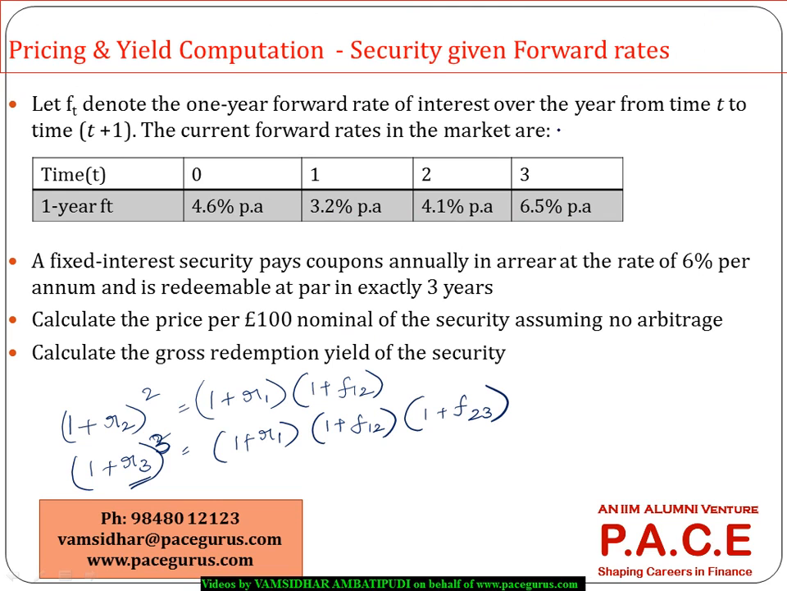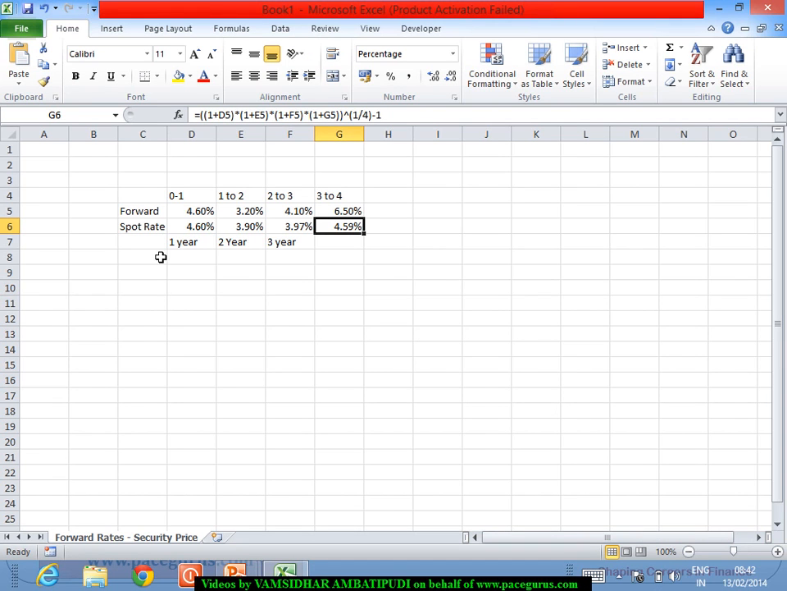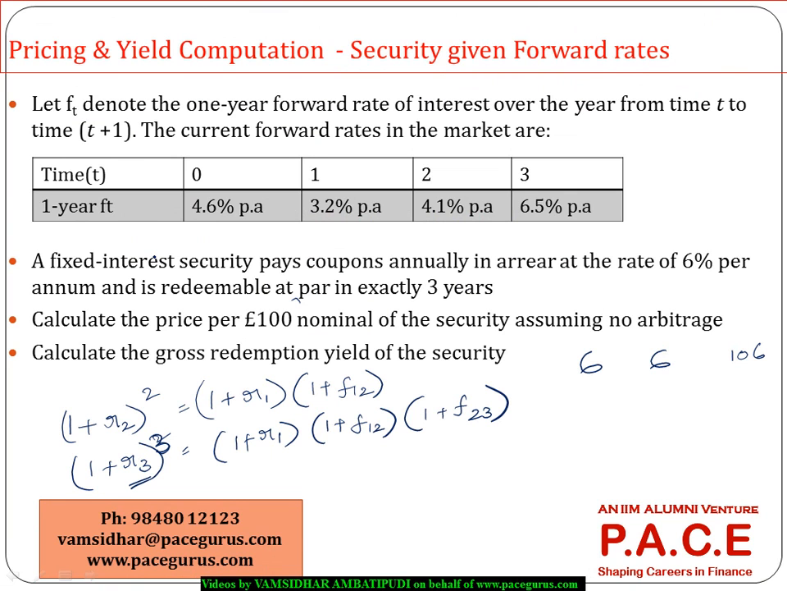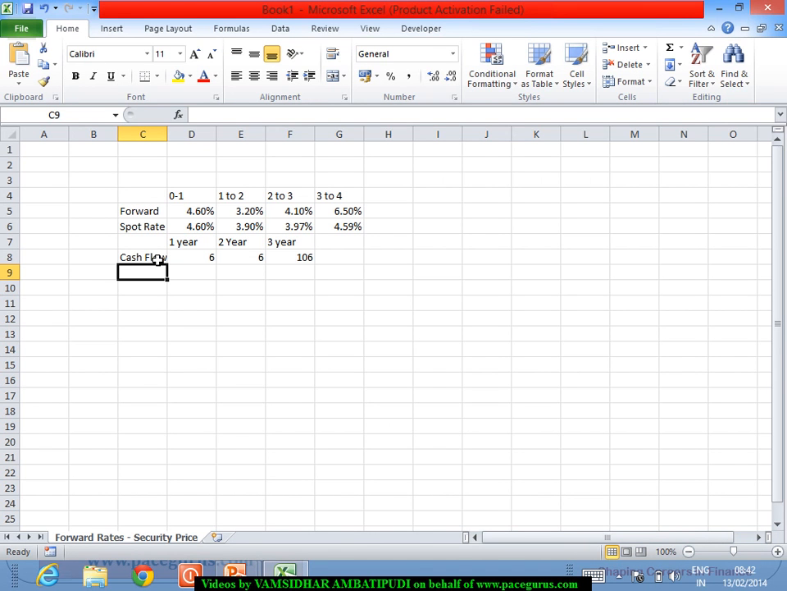That's one thing. But my intention is not the spot rate. I have to find out the price of the security. So what I'll do, the cash flows that are coming from this security, because it's an annual coupon based security, the cash flows in the first year are 6, second year are 6, and third year the cash flows are 106 because even the principal also will be refunded. The nominal value or the face value also will be refunded at the end of the redemption period.